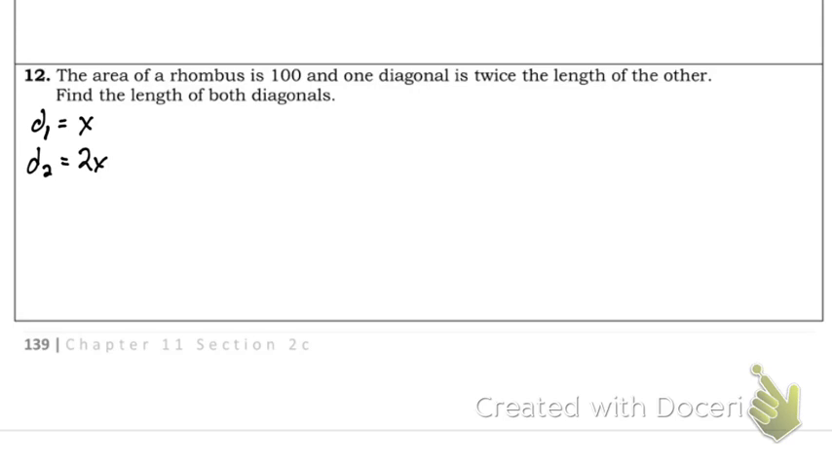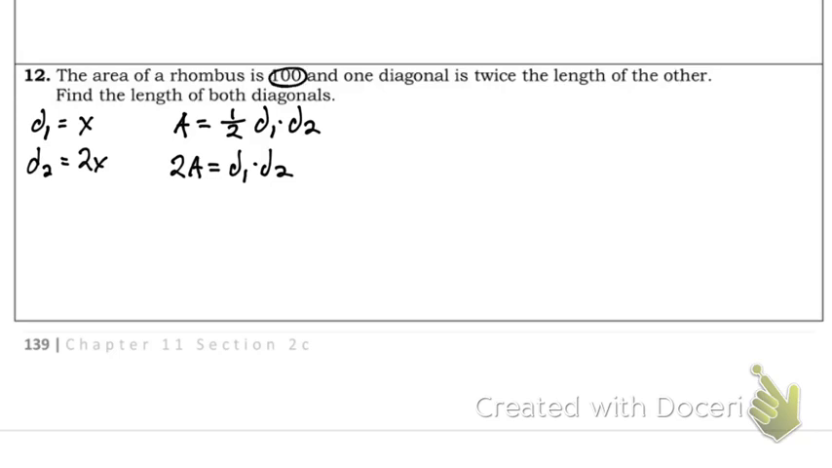So it says the area of a rhombus is 100. Remember, the area of a rhombus... you know what? I think I see what I did. Our area of a rhombus is 1/2 diagonal 1 times diagonal 2, right? I think that's what I messed up here. So it'd be 2 times our area equals diagonal 1 times diagonal 2.